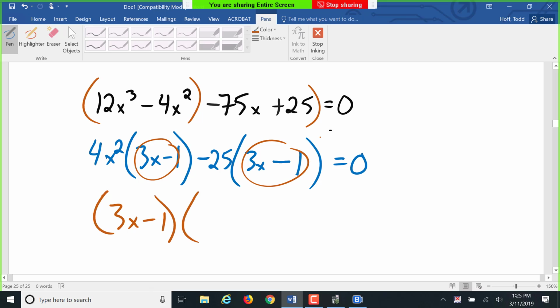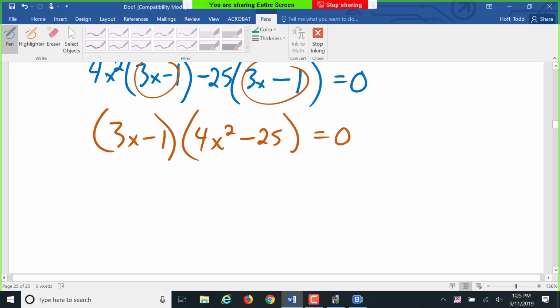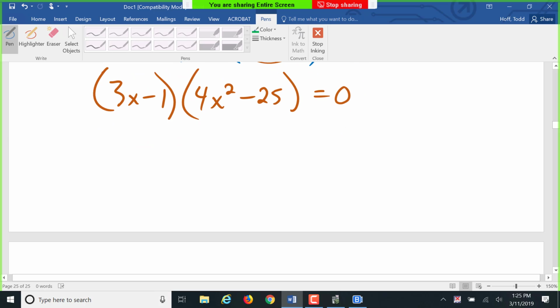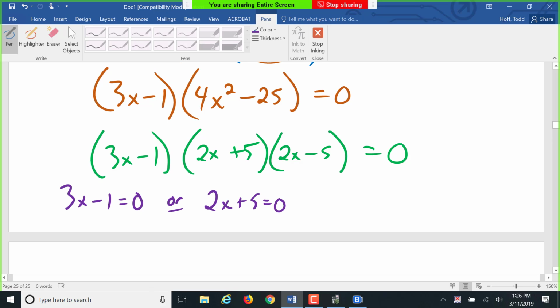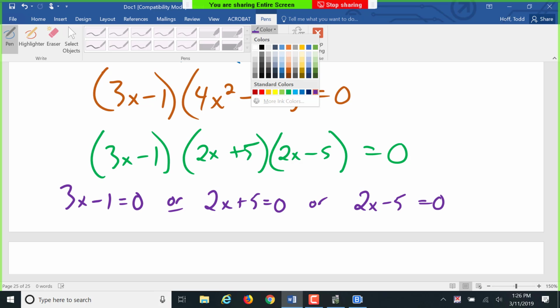I have 3x minus 1 times 4x squared minus 25. Are we done? No, what do we have to do? Yes. This is the difference of perfect squares. That's going to become what? Perfect. 2x plus 5, 2x minus 5. And now, of course, we have 3 equations. 3x minus 1 equals 0, or 2x plus 5 equals 0, or 2x minus 5 equals 0, and we can solve each of them.